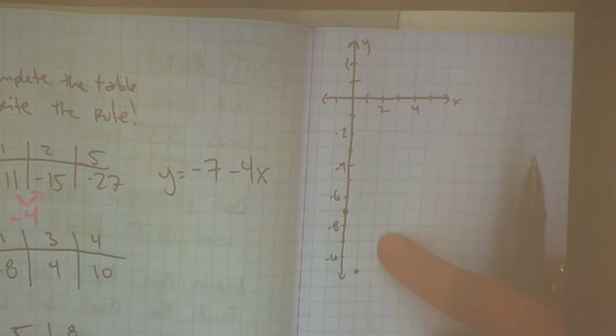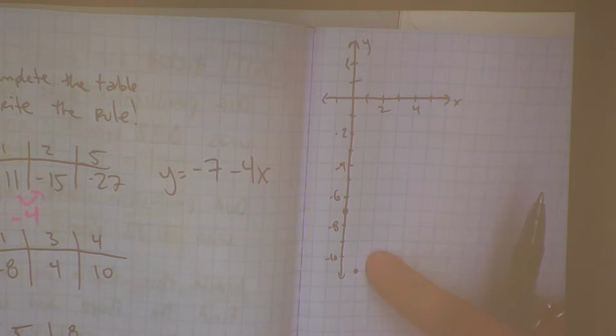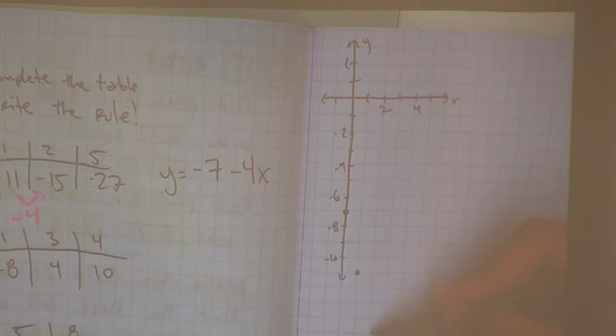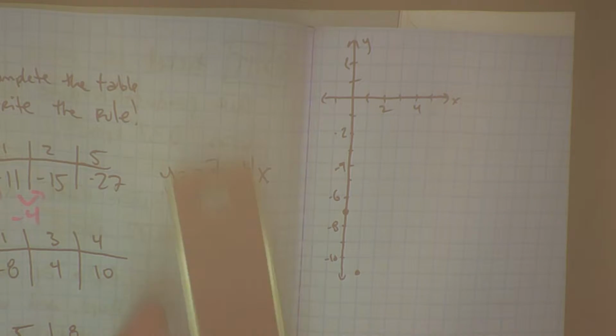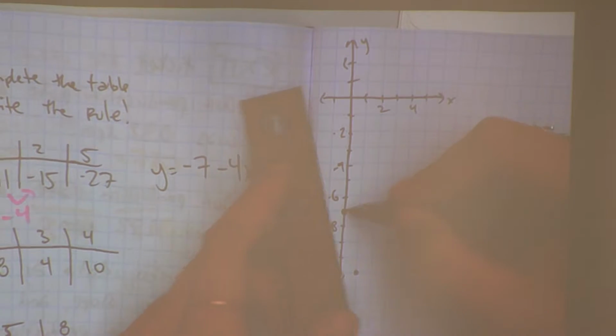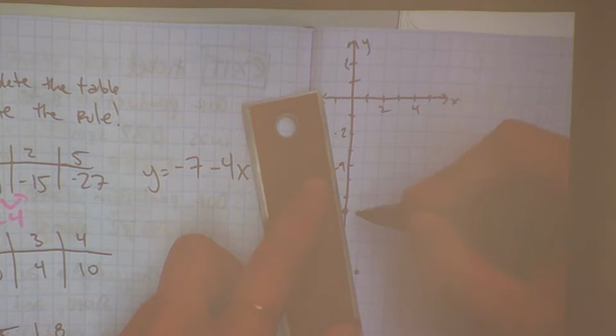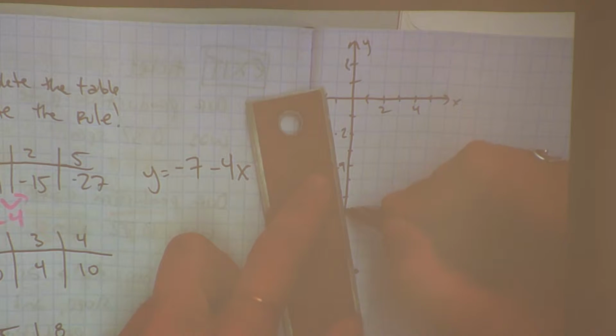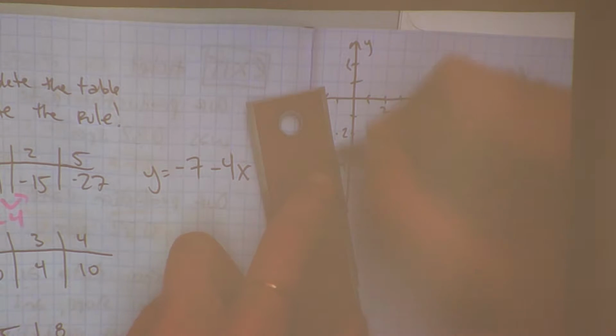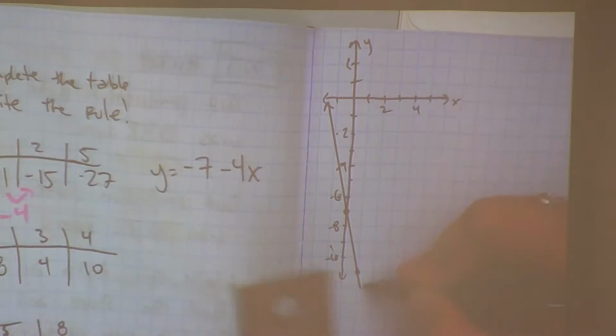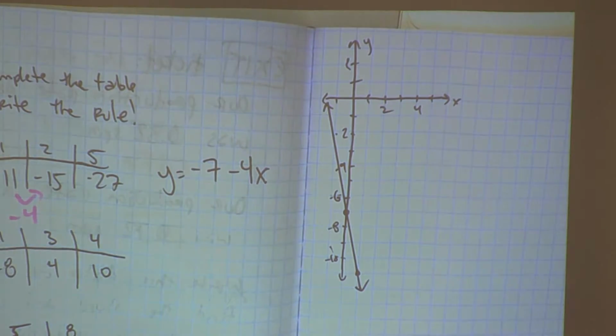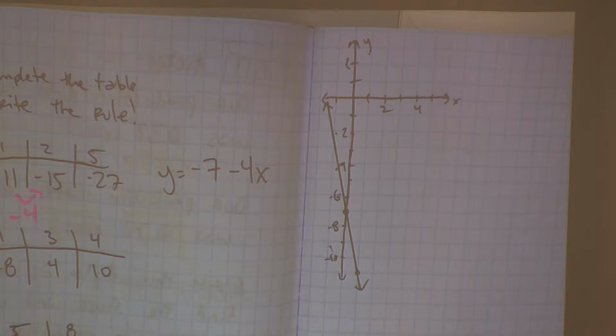So it started at -7, went down by 4, and of course I could also see that my second point on the graph is 1, -11. And I only need 2 points to make a line. So I could keep going if I really wanted to, but I don't. I only need 2 points to make a line, okay? So with that, I'm going to go ahead and graph my line. Right, so this would be the graph of that thing.